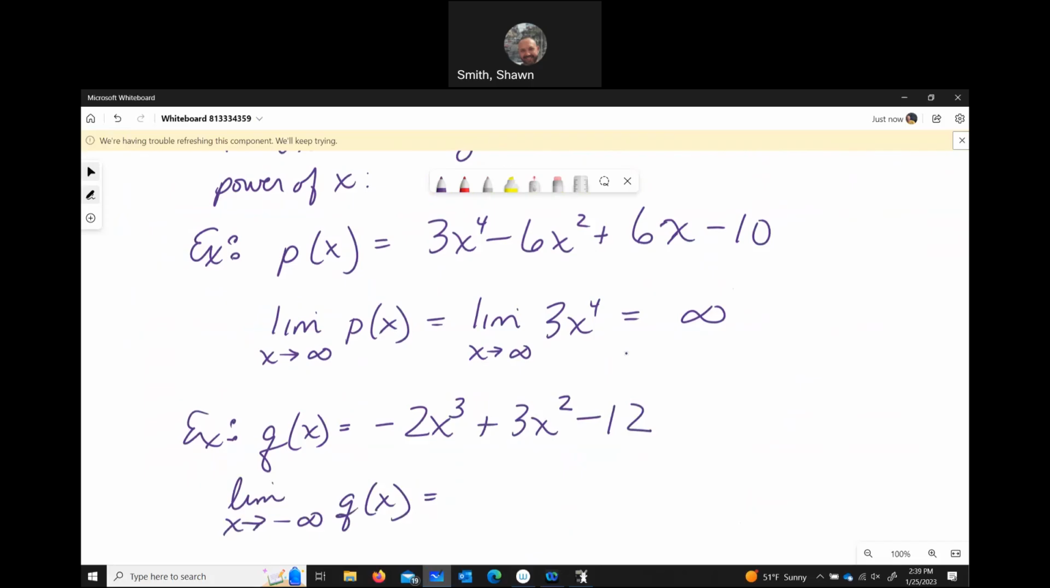All right, so the highest power in there is 3. So we can say this is the same thing as looking at the limit as x approaches negative infinity of just the negative 2x cubed. Ignore the rest. A negative big number raised to an odd power will still be a negative big number. Times the negative 2 now makes it a positive big number. Positive big number in this class is called infinity, right?